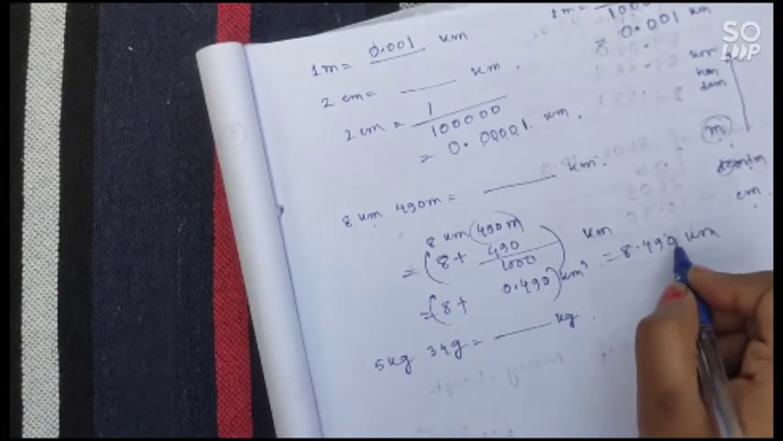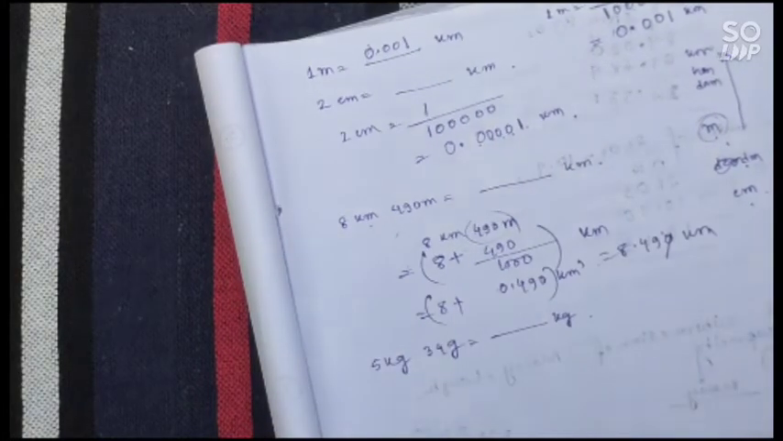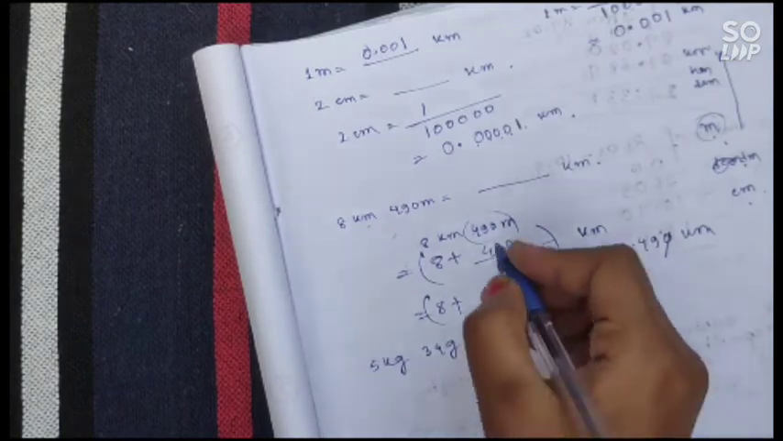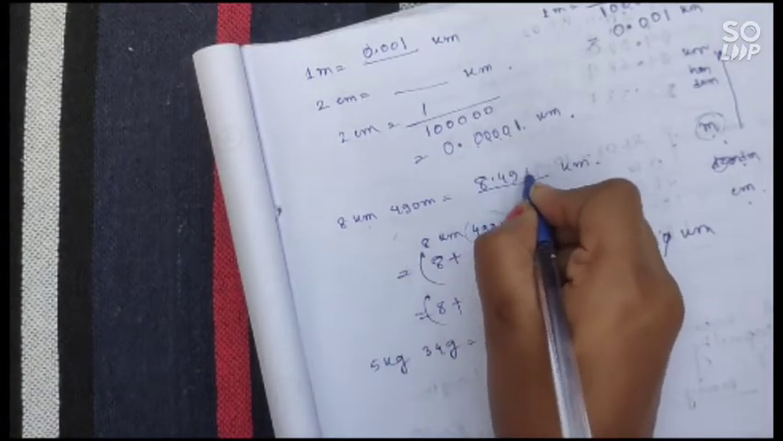We can remove any zero after the last digit. If there is any zero at the end after the decimal, we can remove it. So this will be 8.49 kilometer.